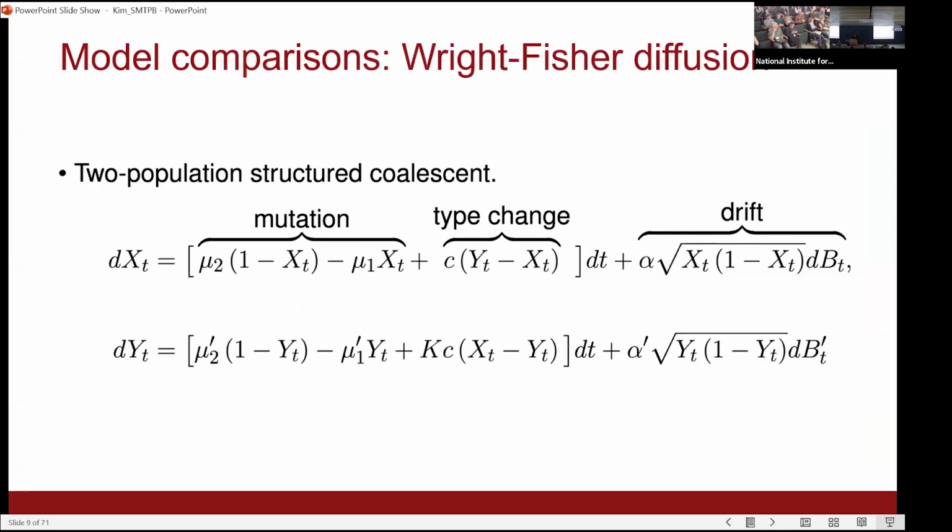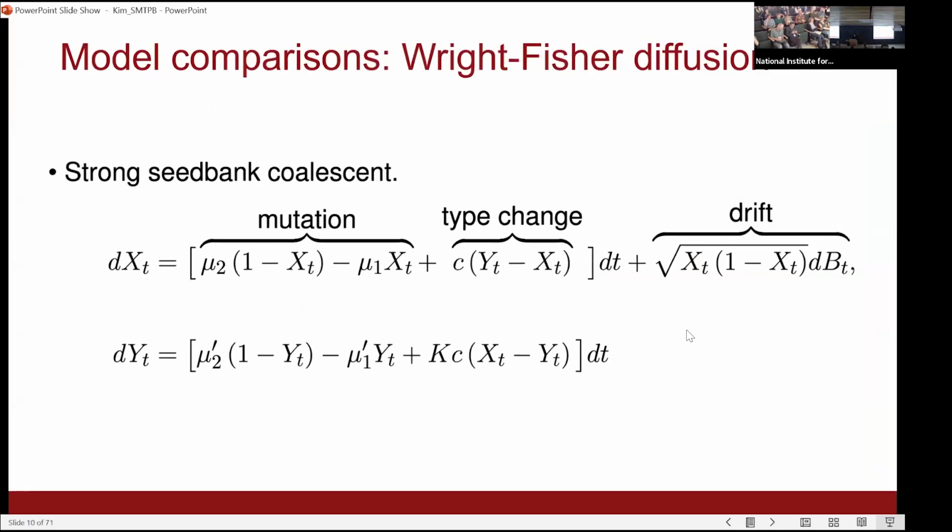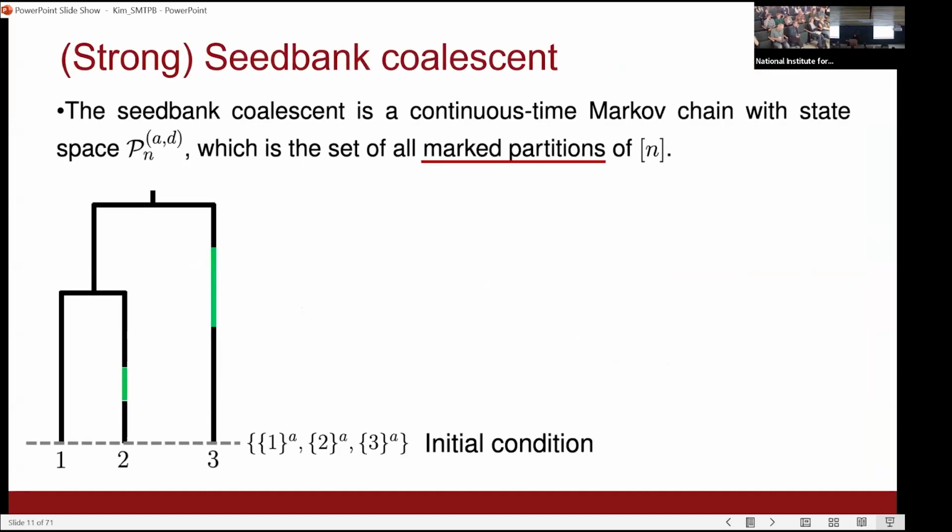Even in terms of the forward Wright-Fisher diffusion, for the two-population structured coalescent there is a migration term in both, and the drift term in both population 1 and population 2. But in the strong seed bank coalescent, there's a type change, active to dormant and dormant to active, in both populations. But in the dormant population, there's no drift term because there's no reproduction, and thereby there's no coalescence.